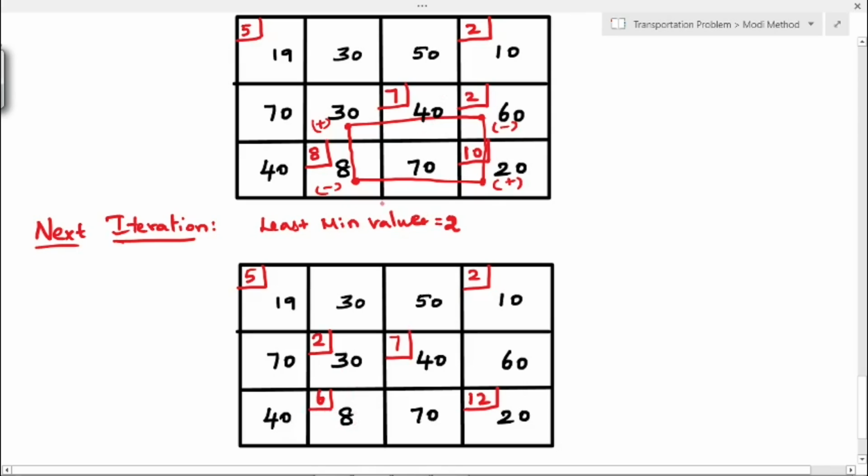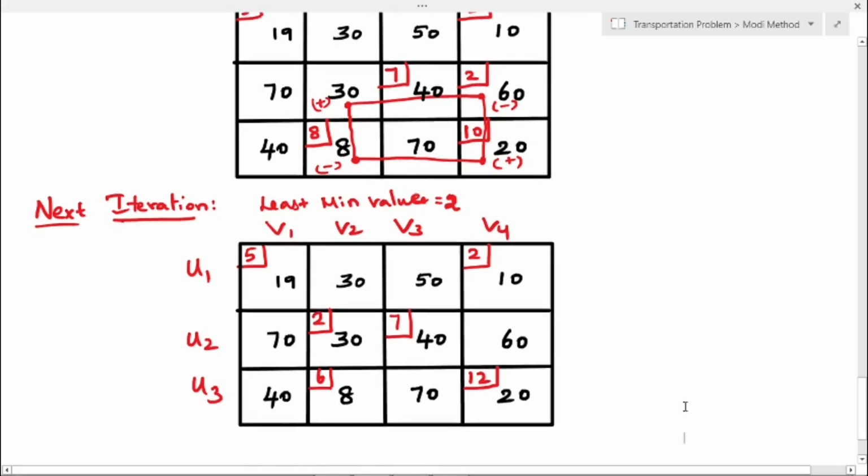Now check both the tables. See, these two places have changed. In the second row, second column, it was unoccupied in the previous table and now it becomes occupied. Similarly, second row, fourth column was occupied and now it becomes unoccupied. So after this change, again we have to find U1, U2, U3, V1, V2, V3, V4. So I am allocating U1, U2, U3, and V1, V2, V3, V4. Again we have to find the occupied cells and unoccupied cells.